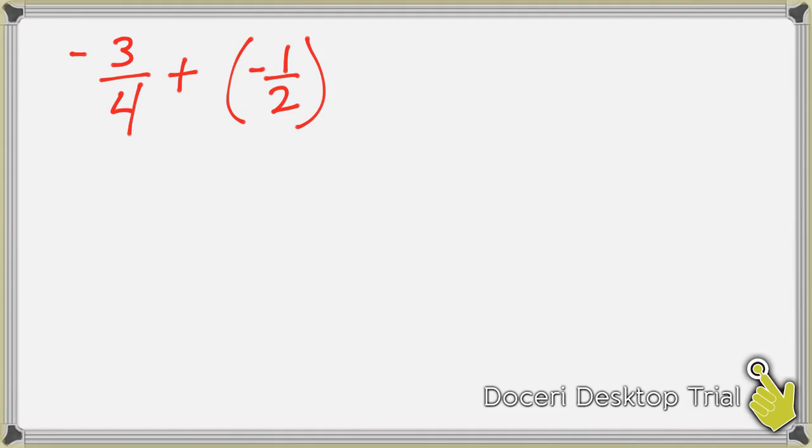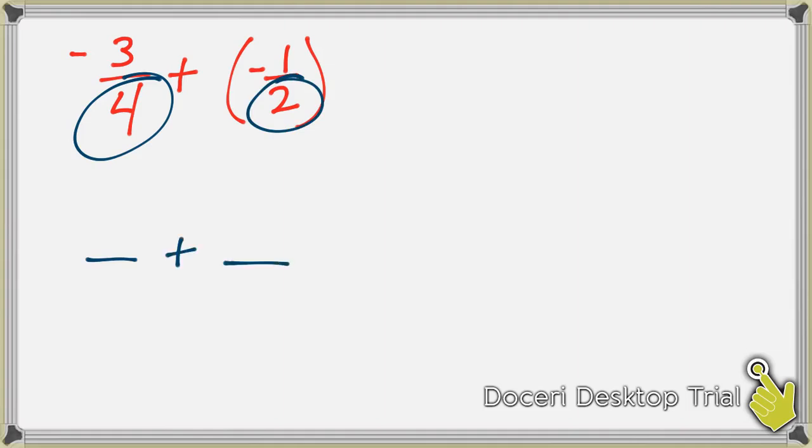All right. So if I said something like negative 3/4 plus negative 1/2, I'm going to do the exact same thing. I'm going to find a common denominator. Right now you can see that they're not the same. I have a 4 and a 2. So I know that the common denominator there, the least common denominator, would be 4.